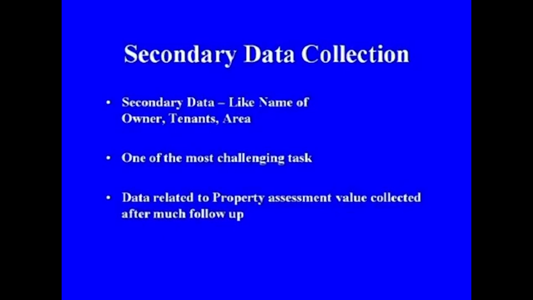Similarly, there was other type of information which was to be collected, and this was called the secondary data collection. The secondary data collection includes information like the name of the owner, tenants if there are any, and the area occupied by each category of people. Well, this was one of the most challenging tasks. Data related to property assessment values were also collected after a lot of persuasion with the government authorities.